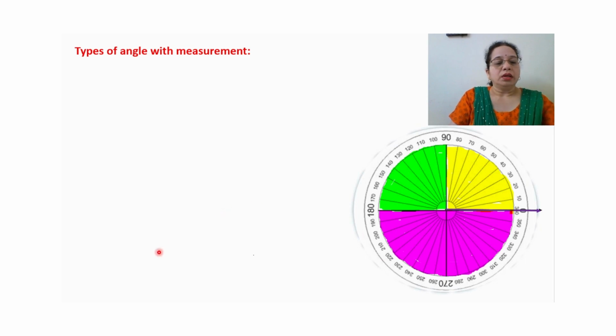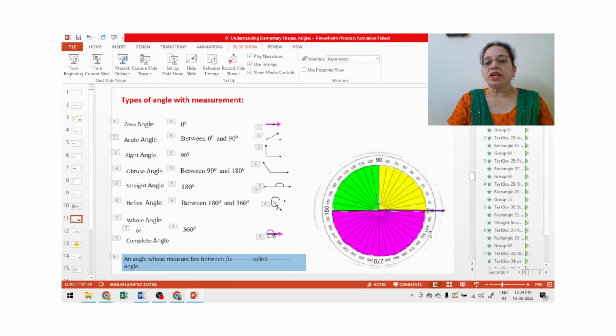Now, here are the types of angles with measurement. So here you can see that two rays are there.